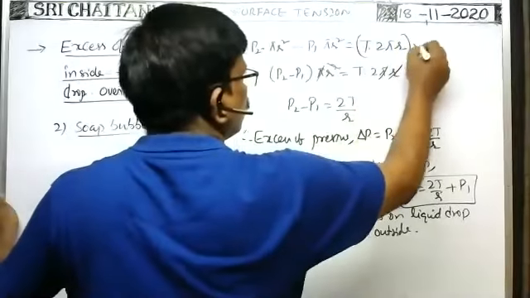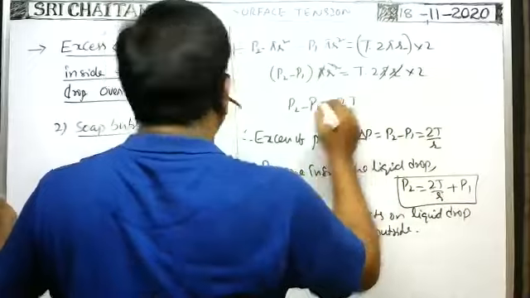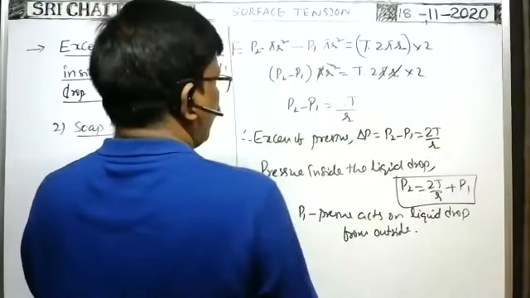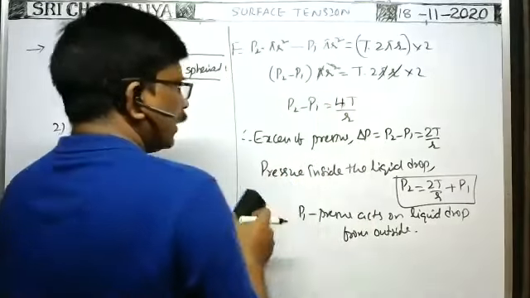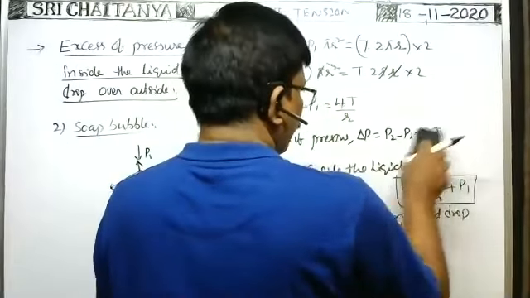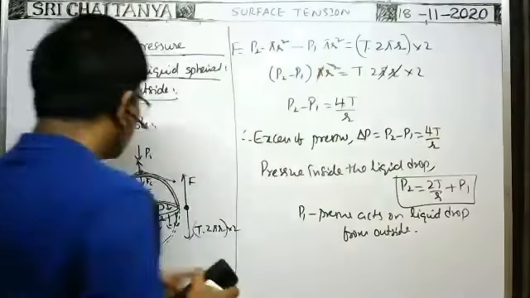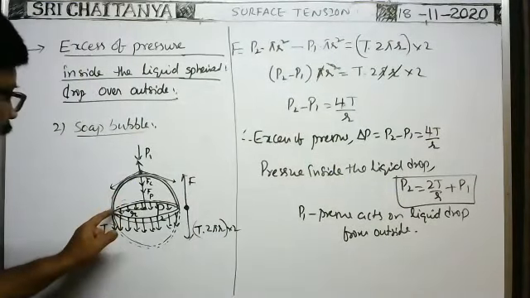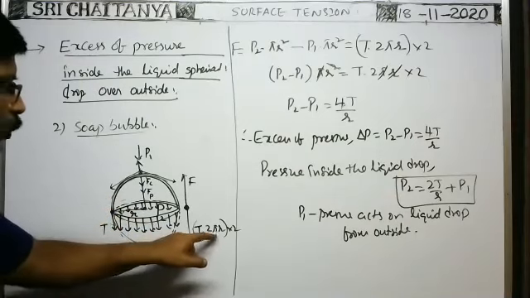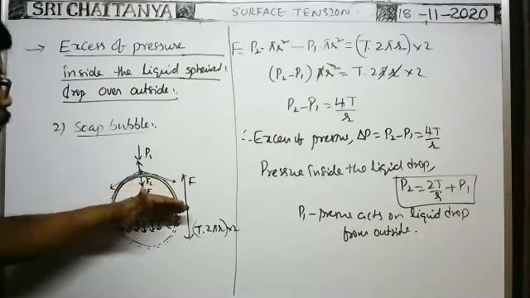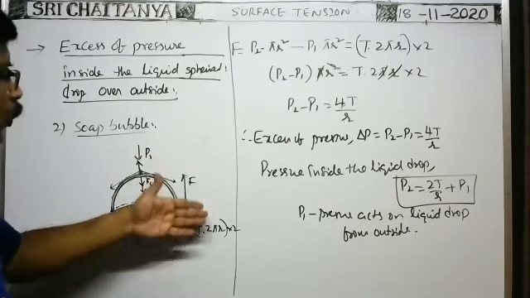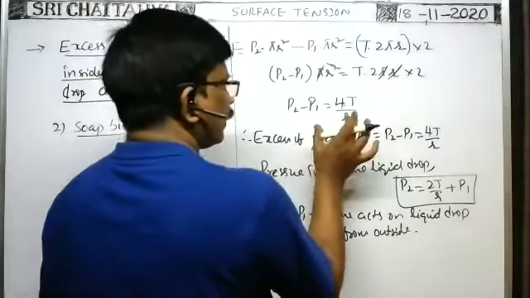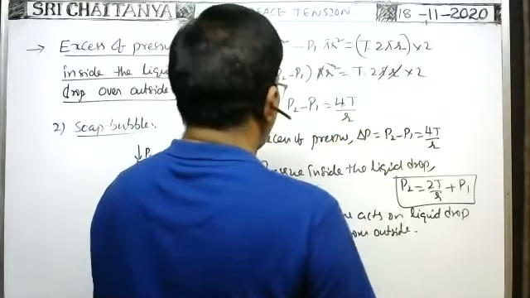So it becomes 4T by r. So the excess of pressure inside the soap bubble is equal to 4T by r, because the soap bubble has two surfaces, inner and outer. On the inner surface, the force due to surface tension T into 2 pi r acts. On the outer surface also T into 2 pi r acts in the downward direction. These two forces are balanced. Now the excess of pressure inside the soap bubble is equal to 4T by r.